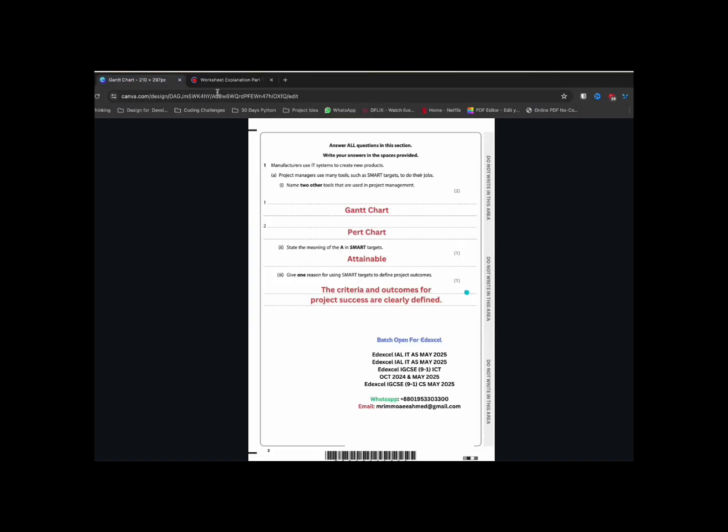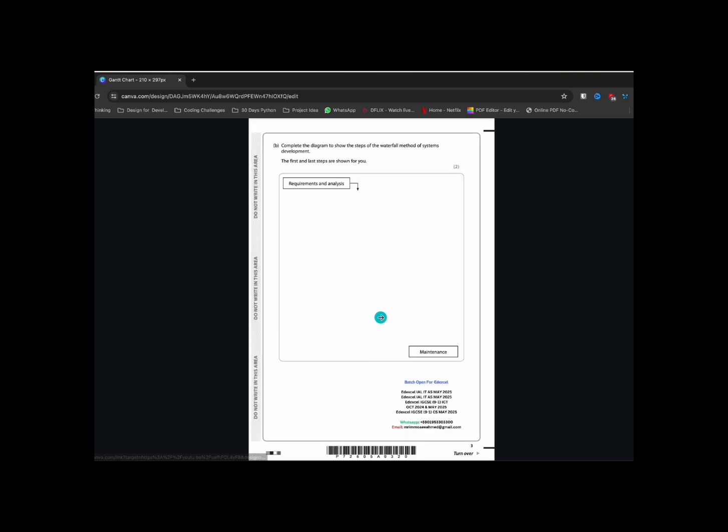Now, move to question number B, which is complete the diagram to show the steps of the waterfall method of systems development. The first and last step are shown for you.